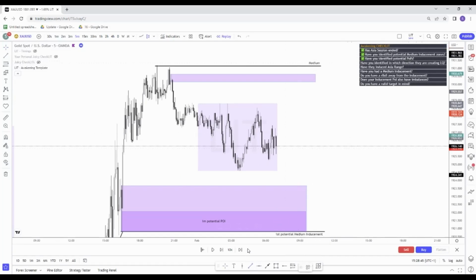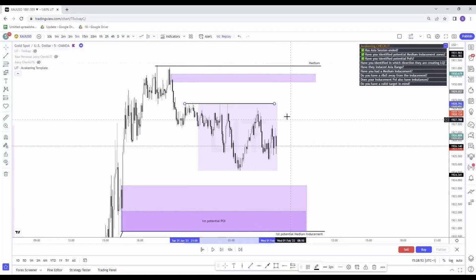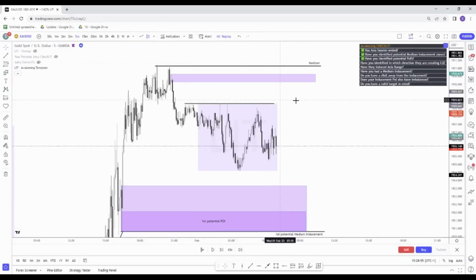Okay, let's mark up liquidity. I think one liquidity point here is pretty clear. You can probably identify this huge amount of double tops. I did just extend it because it is the high, so it does make sense regardless.